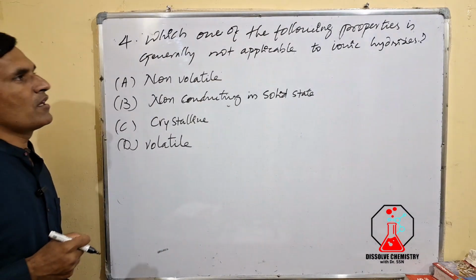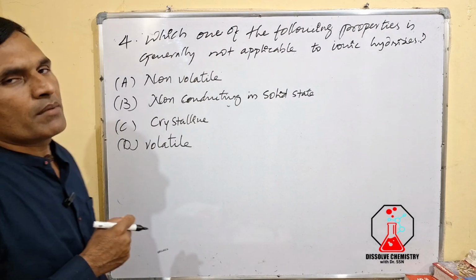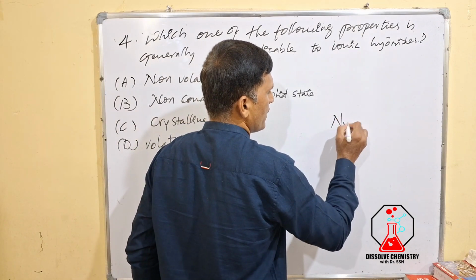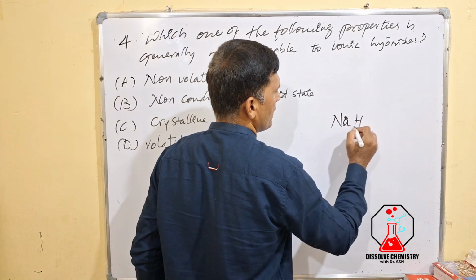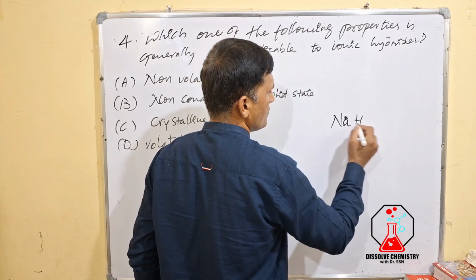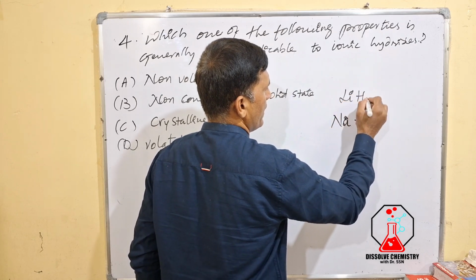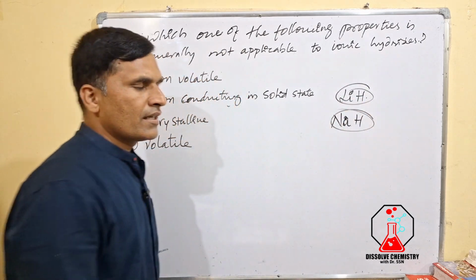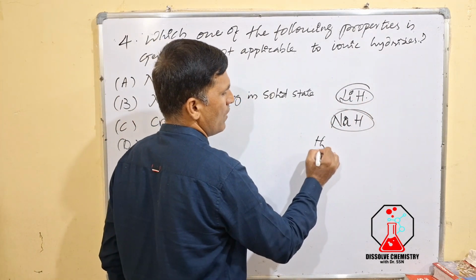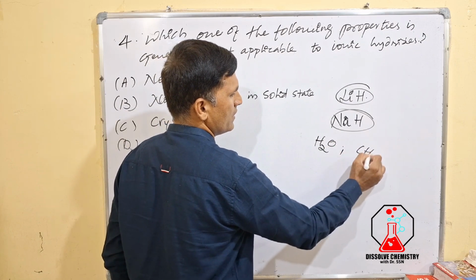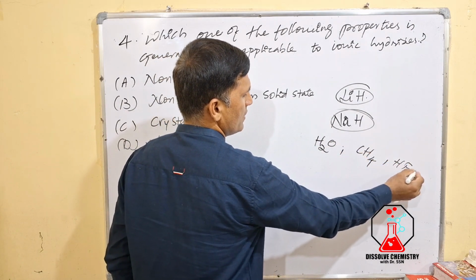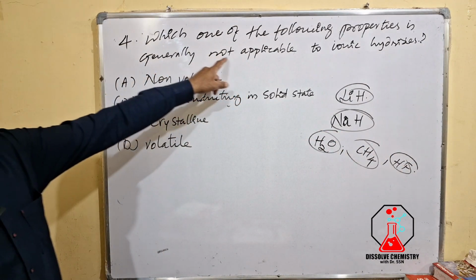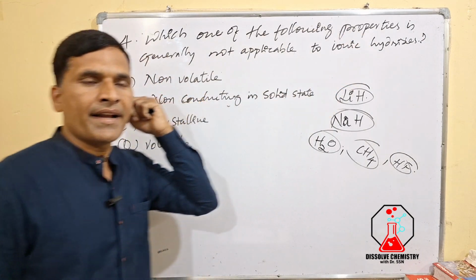Fourth question is, which one of the following property is generally not applicable to ionic hydrides? Let me clear you what is ionic hydrides. You can take like sodium hydride, or you can take lithium hydride, and these are all called as what? Ionic hydrides. And if you take hydrides like water, CH4, HF, all these are what? Covalent hydrides. Okay, so what he is saying, which is not applicable to ionic hydrides.